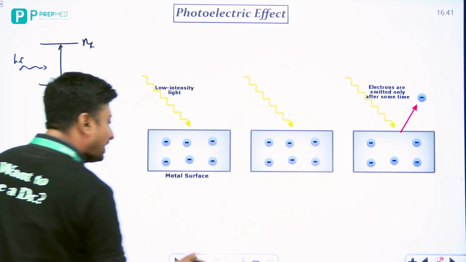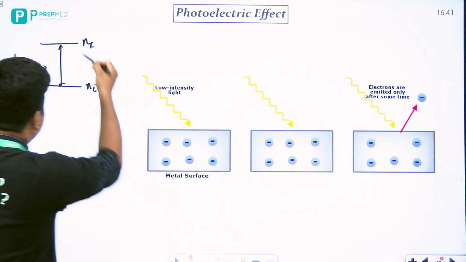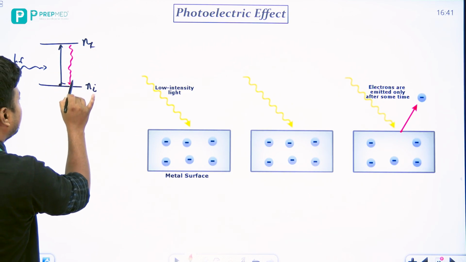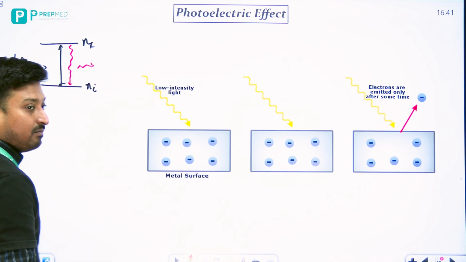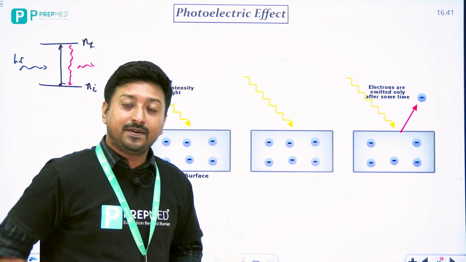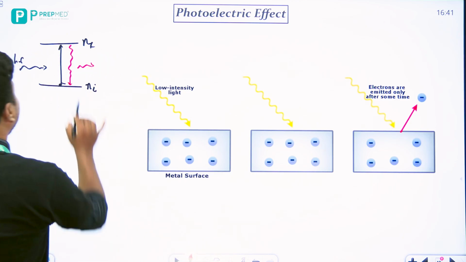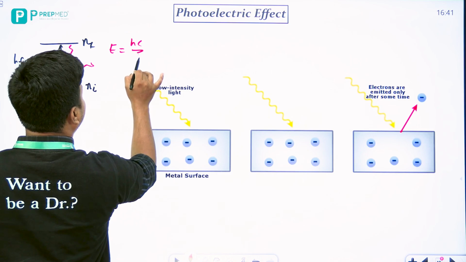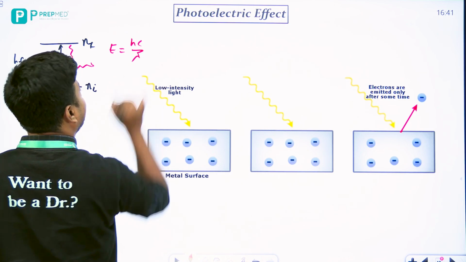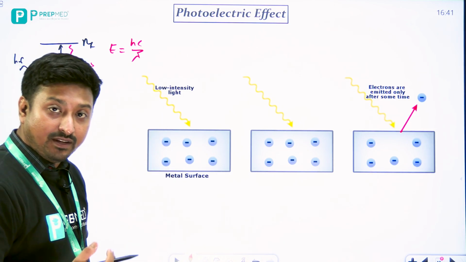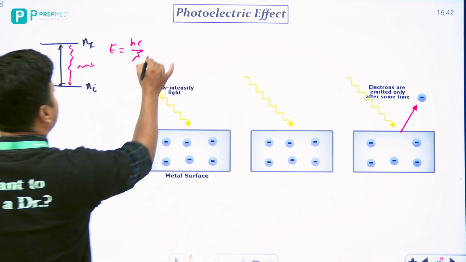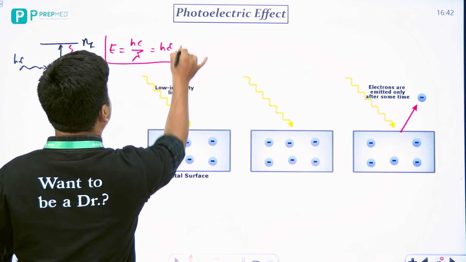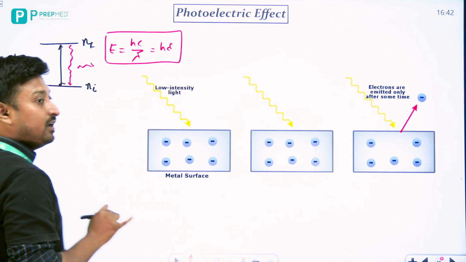Now similarly, once this electron comes back from the excited state to the ground state, in a similar fashion, it will radiate some amount of energy. Now, this is basically on the basis of Planck's theory, and what he said is that energy is equal to hc by lambda, where lambda is the wavelength of the incident radiation, or we can write h nu. So this is the very important working equation derived from Planck's theory.